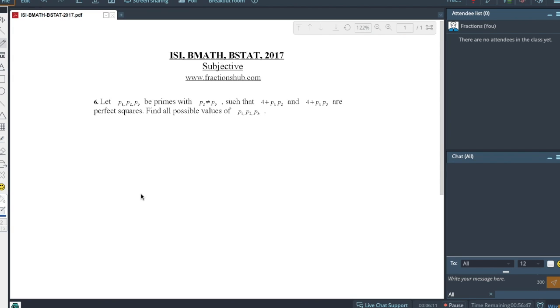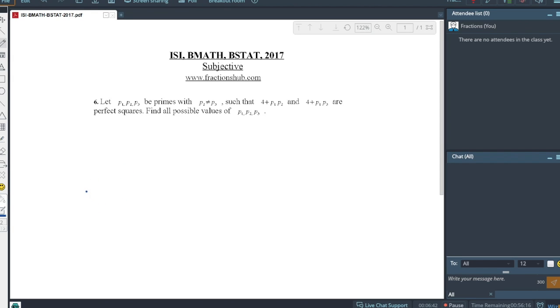So the problem says: let P1, P2, P3 be primes, where P2 is not equal to P3. Also, 4 plus P1 times P2 is a perfect square, as well as 4 plus P1 times P3 is also a perfect square. Now we have to find all the possible values of those three primes P1, P2 and P3.